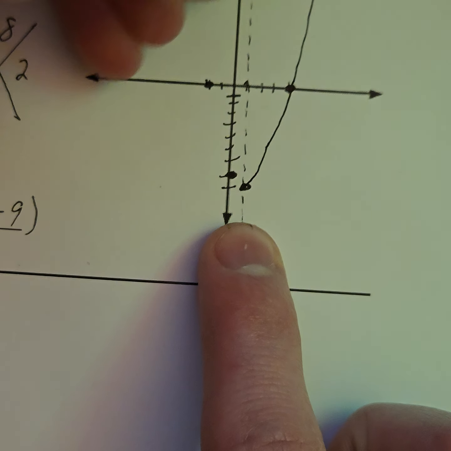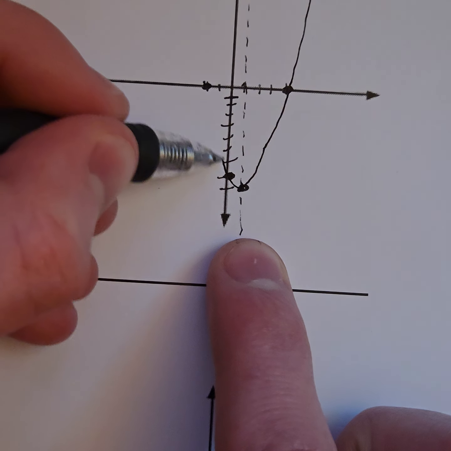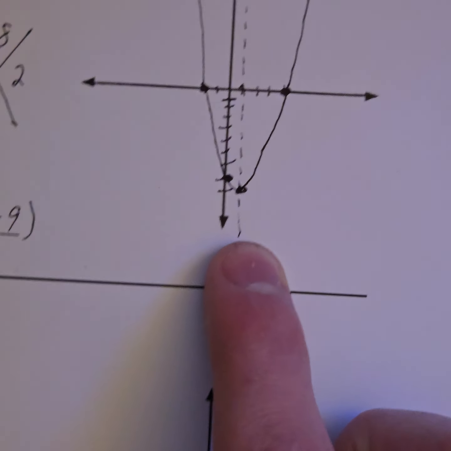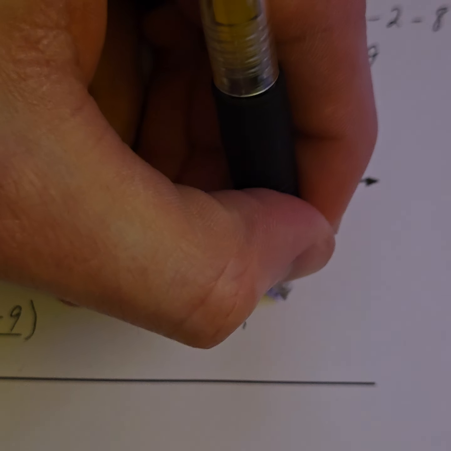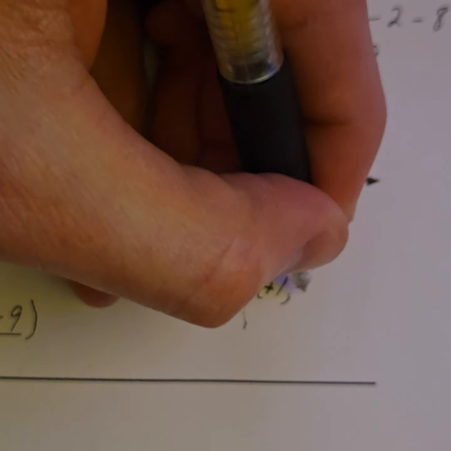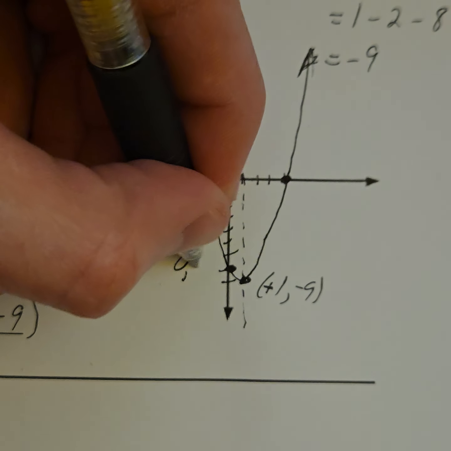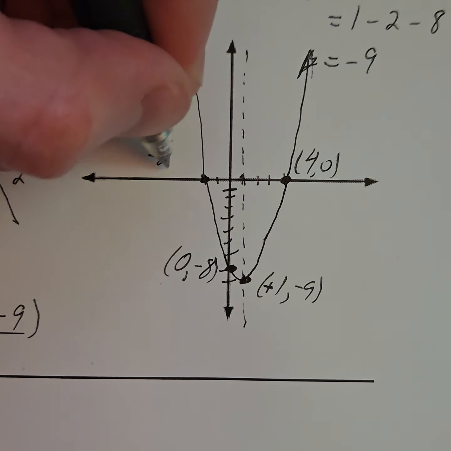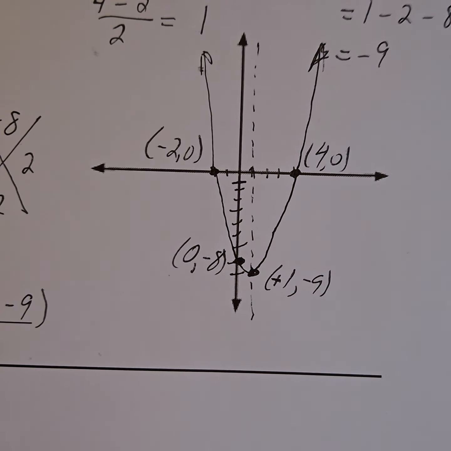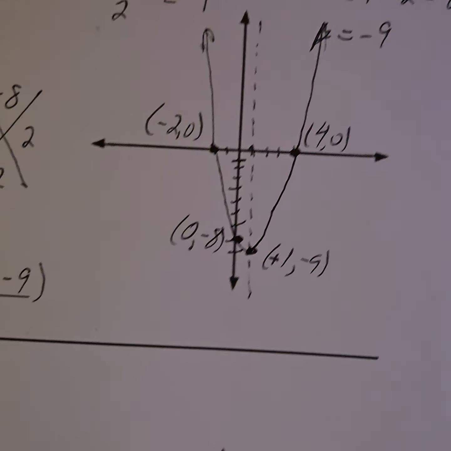So we've got those 4 points. There is our parabola. That's what it should look like. Okay, so we've got the point positive 1, negative 9. We've got the point 0, negative 8, 4, 0, and negative 2, 0. And there you go.